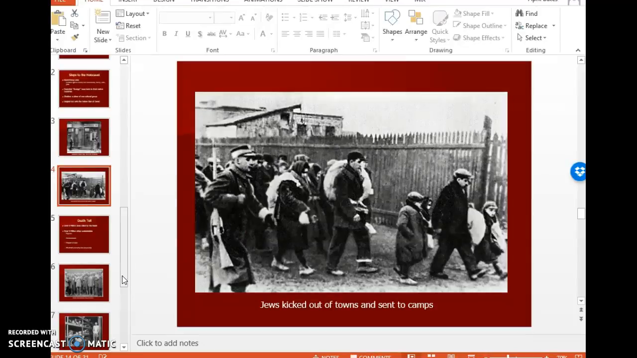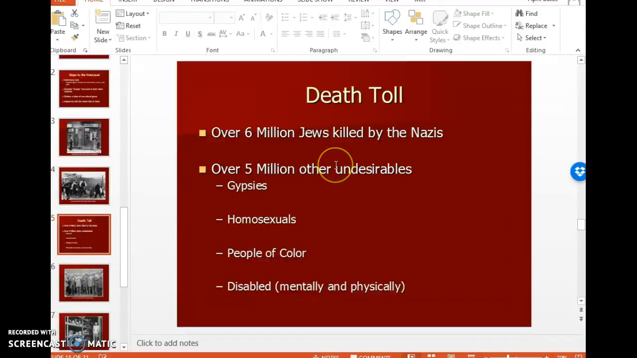So the Jews were eventually moved out of the ghettos and into internment camps or concentration camps. Concentration meaning it was concentrated full of Jewish people and other undesirables. So the death toll for the Jews, over 6 million Jews were killed by the Nazis, which is just a horrifying number. In addition to that 6 million, you have another 5 million other undesirables, people that were not the perfect race, the Aryan race that Hitler was trying to create.